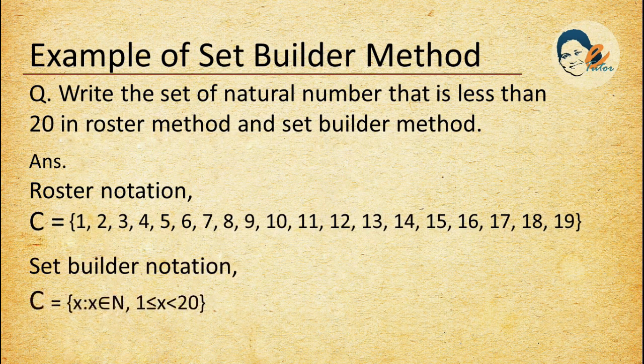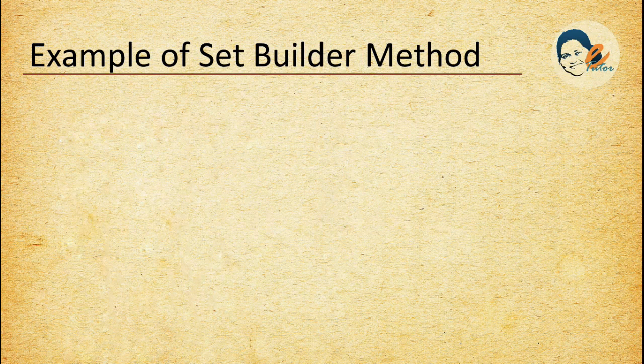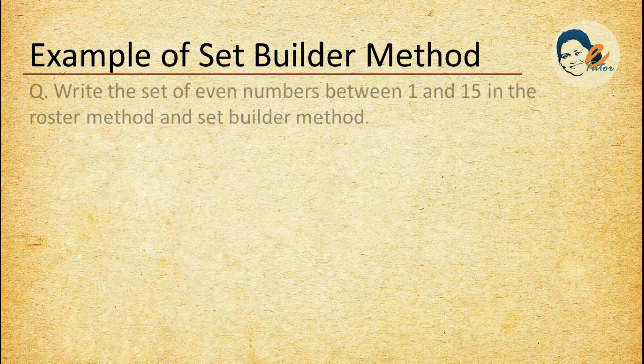Now, in set builder notation, we can represent the set in this way. Here, C is the set of all elements X such that X belongs to the natural numbers. Then we describe the limits of the values, that is, X is greater than or equal to 1 but less than 20. Okay. Now, proceed to the next example of set builder method.